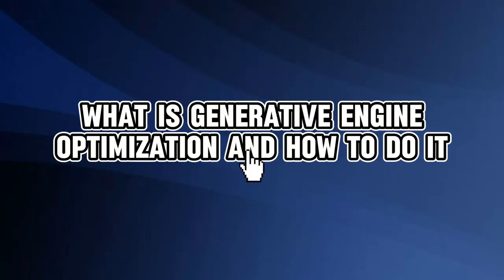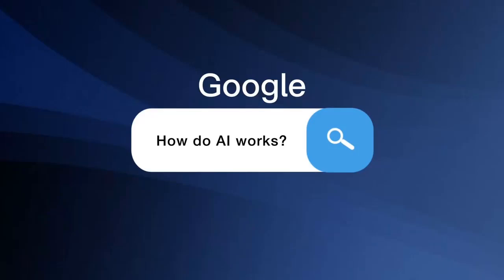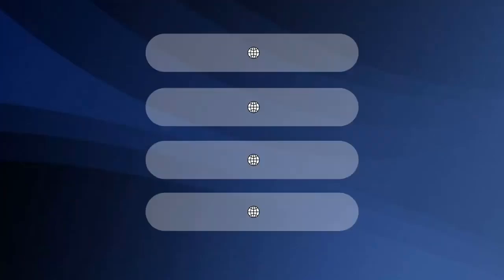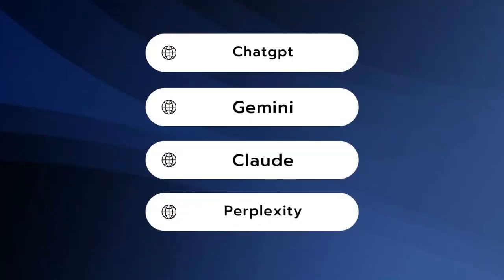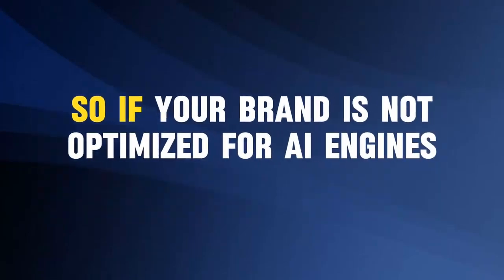Search is changing. Earlier, we used to search on Google, open websites and find answers. But now, people are directly asking AI engines like ChatGPT, Gemini, Claude and Perplexity. And these platforms don't show links. They give direct answers with sources and citations.